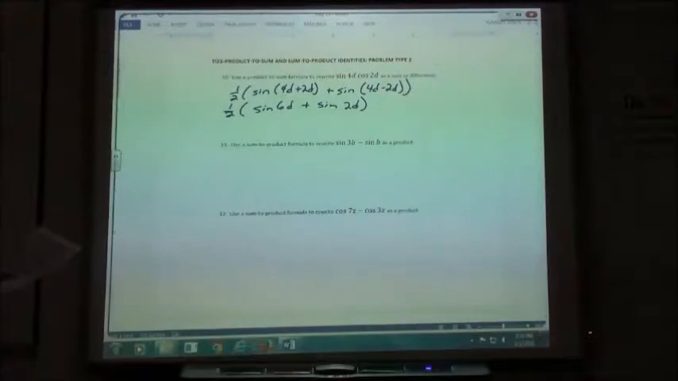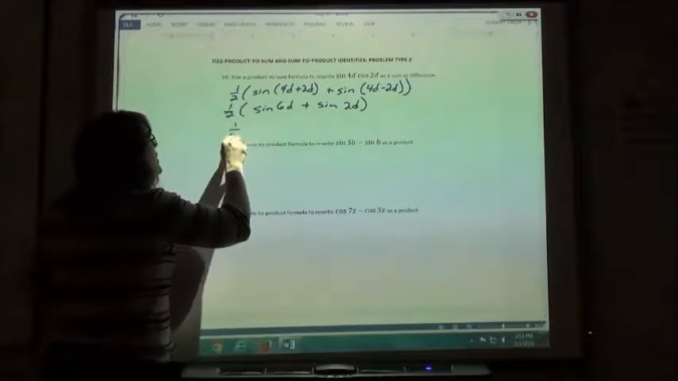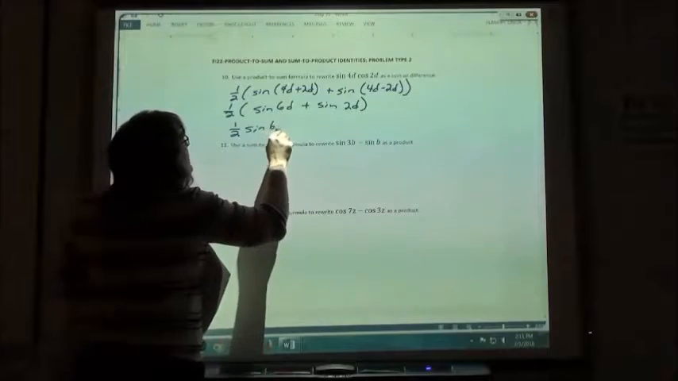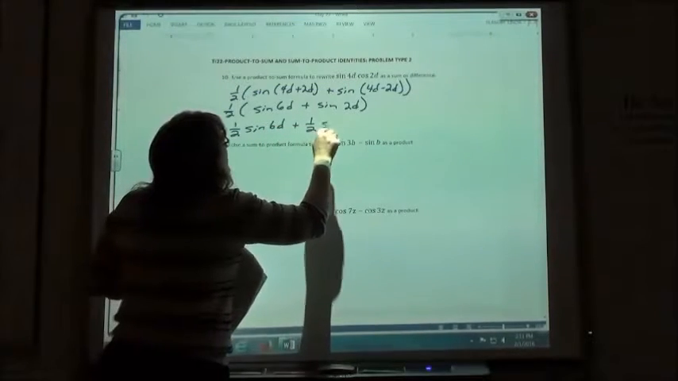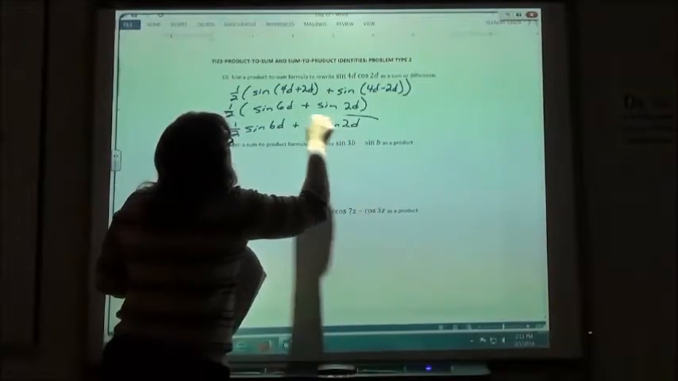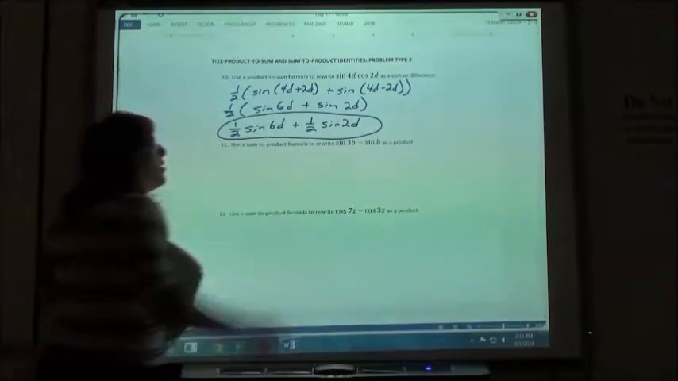And then basically we're just going to use our distributive property. We can't add the 6D plus the 2D. They're not like terms. So we're just going to say 1/2 the sine of 6D plus 1/2 the sine of 2D. And that's how we're going to write our answers.